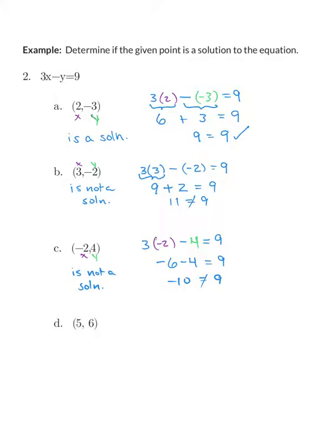So finally, for example D, we want to replace x with 5, y with 6. And so if we go ahead and plug this in, we get 3 times 5 minus 6, and I want to know, is this equal to 9? 3 times 5 is 15 minus 6, and 15 minus 6 is equal to 9, so we do get 9 equals 9. And so 5, 6 is a solution.